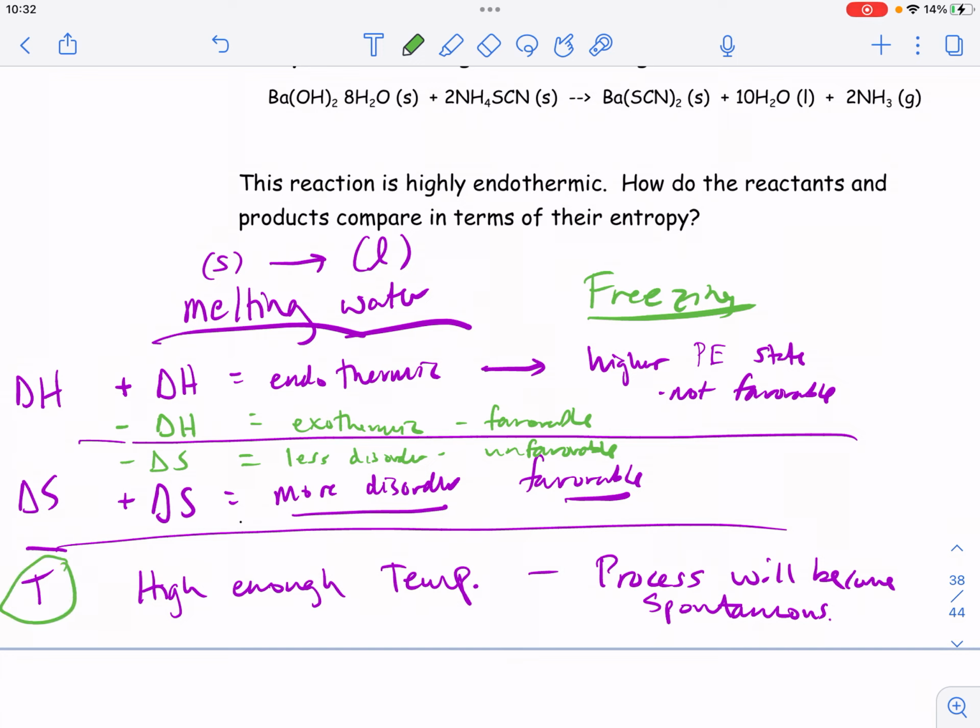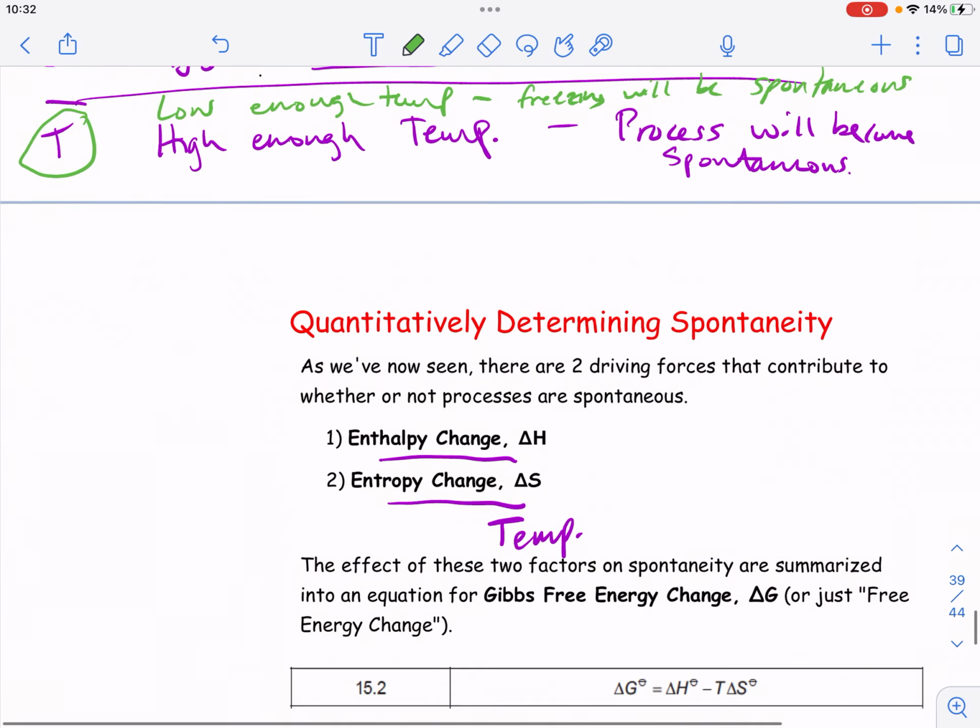And so in this one, we know that water only freezes if we have a low enough temperature. And if we have a low enough temp, then freezing will be spontaneous. If we have too high a temp, like above 0, then it won't be spontaneous and it won't happen, okay? So we've got to look at our delta H, our delta S, and our T.